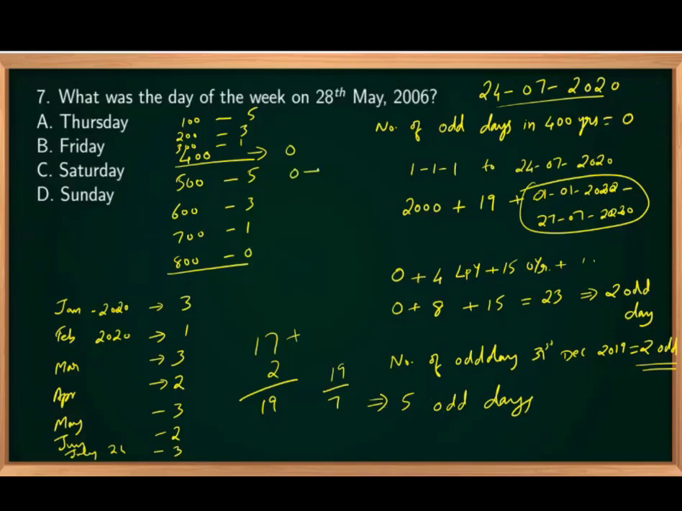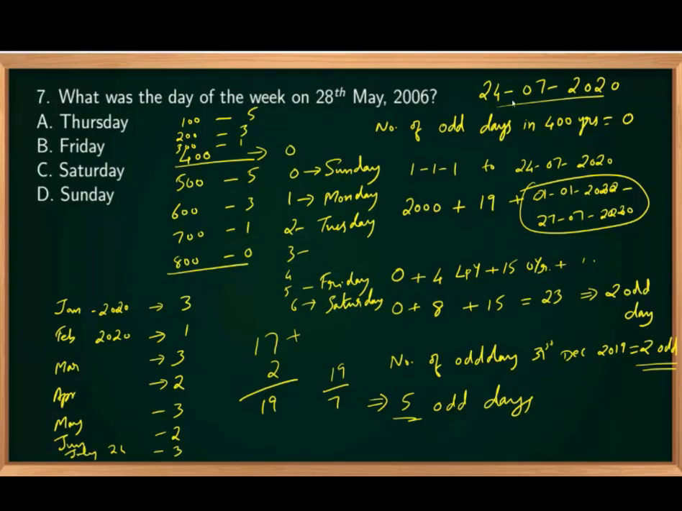Then 0 means Sunday, 1 Monday, 2 Tuesday, in that order only. 0, 1, 2, 3, 4, 5, 6 up to 6. 6 will be Saturday. So we get the answer as 5, so Friday. So 24/7/2020 will be Friday. Got it?